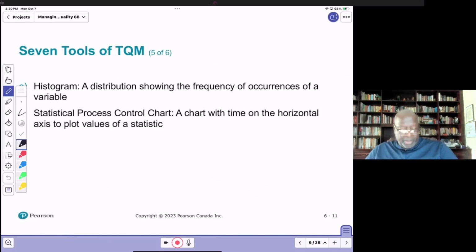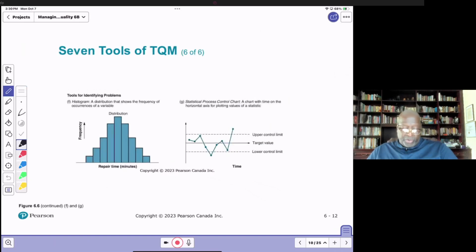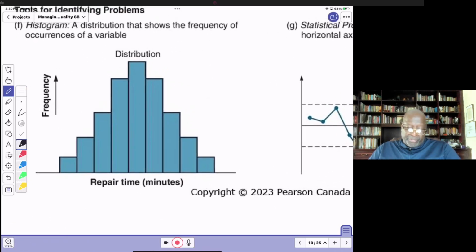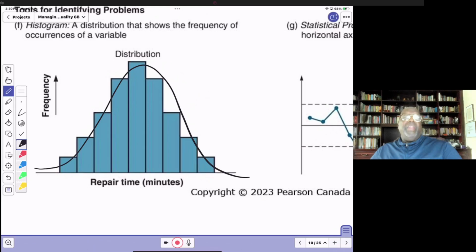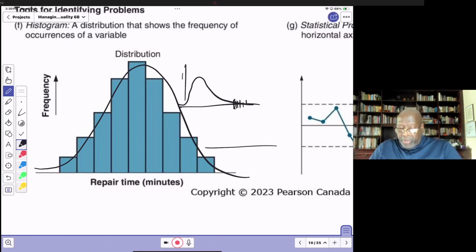The histogram and statistical process control. Well, I think we're quite familiar with histograms. If the process is functioning properly, then it should look like a bell-shaped curve. But if we see that this is what's happening, then there may be outliers right here, or there may be outliers right here. So you want to use a histogram to assist you in identifying whether there might be any particular outliers.